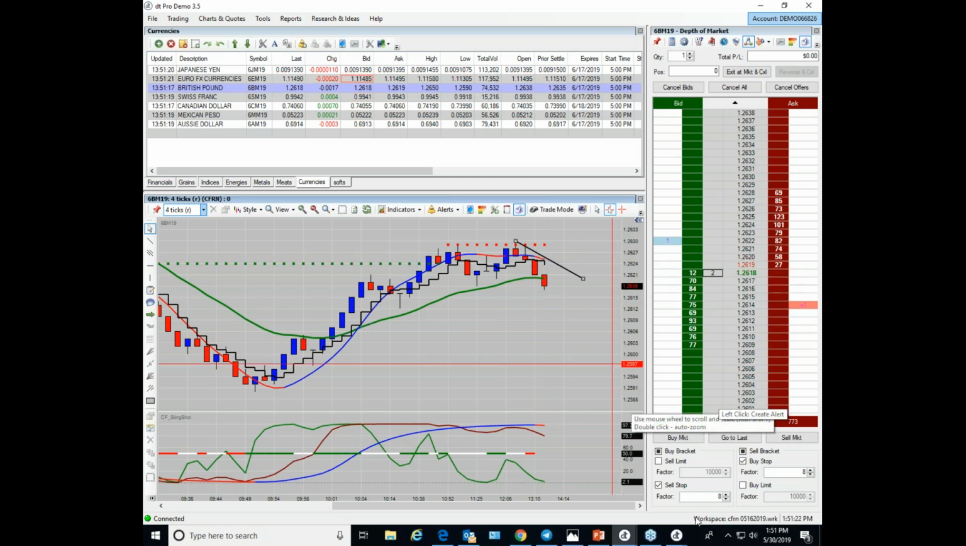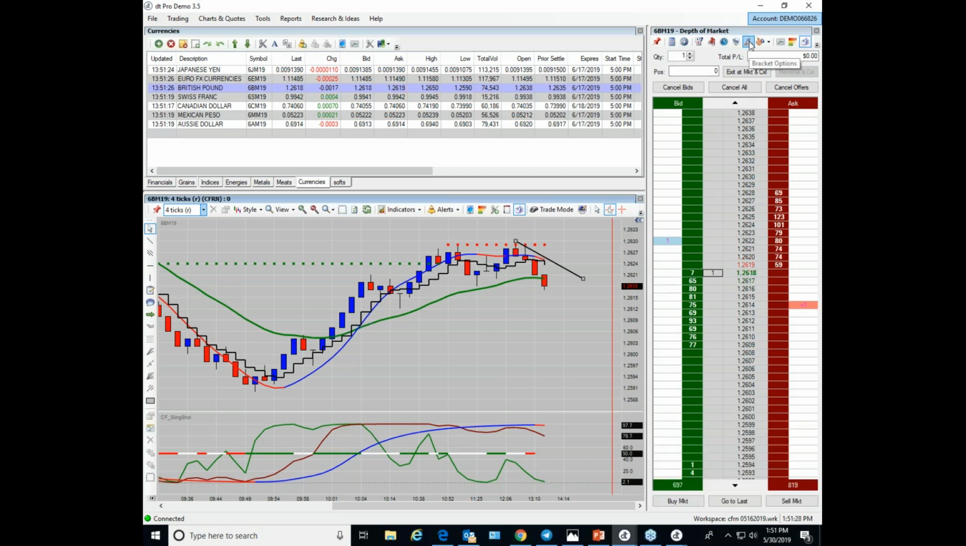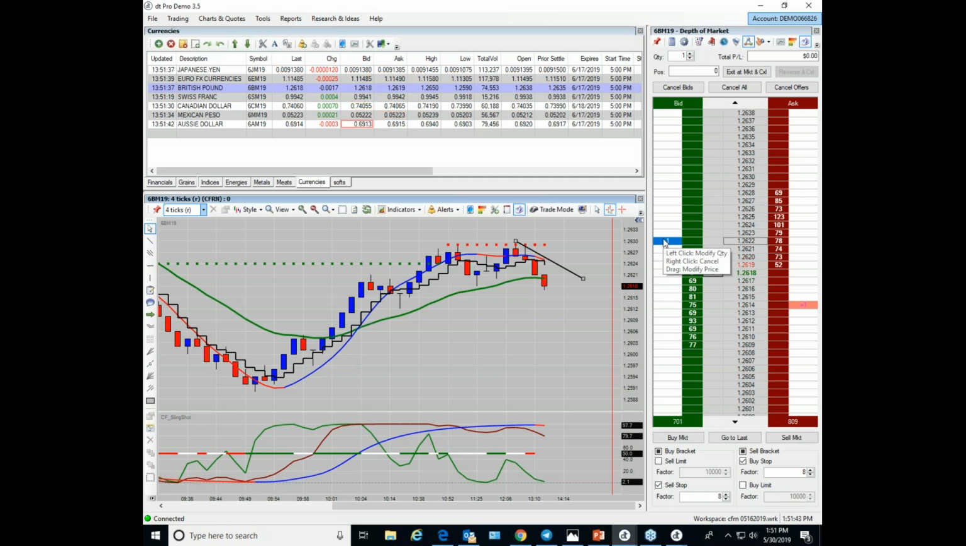But here's one cool thing about the DOM here. This little button up here, this Tinker Toy triangle, every time I push the button, the bottom of the DOM opens and closes. This is called a bracket option. It allows me to place a stop loss automatically as soon as I enter the market. Notice how I did that. When I got into it, the stop loss was automatically placed.